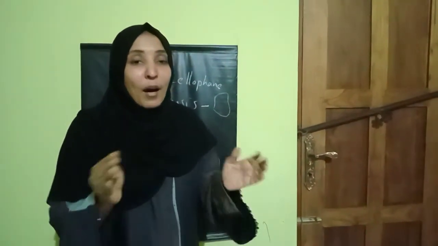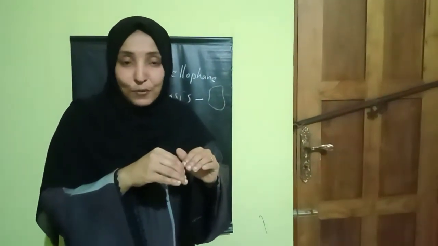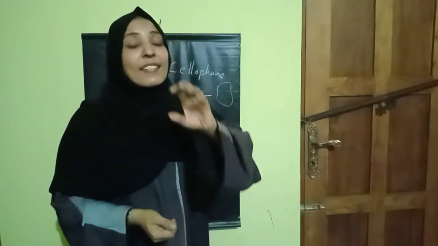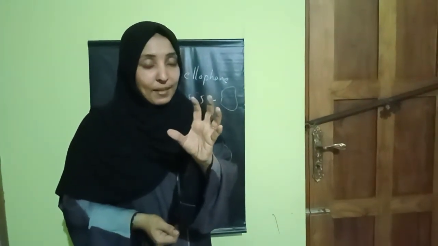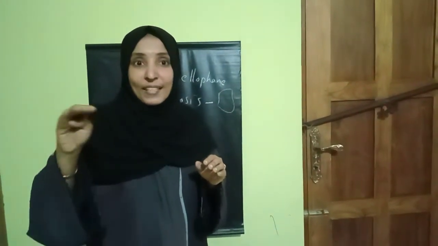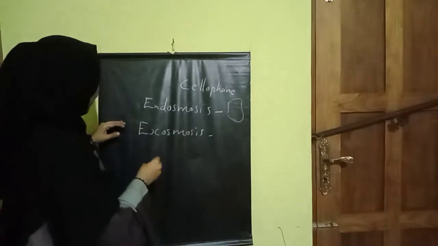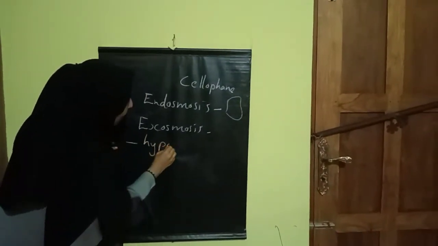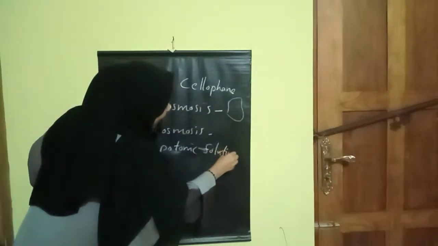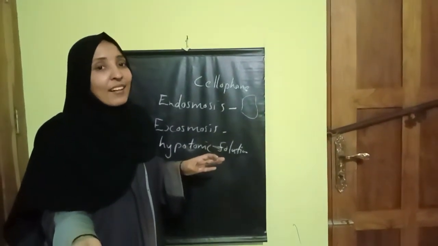Outside of the cell, water concentration is very high. Inside of the cell, water concentration is less. So from outside, the water molecules enter the cell. This is why the cell swells up. So the concentration of the surrounding solution is comparatively less than that of the cell. This kind of solution is called a hypotonic solution. Hypo means less.